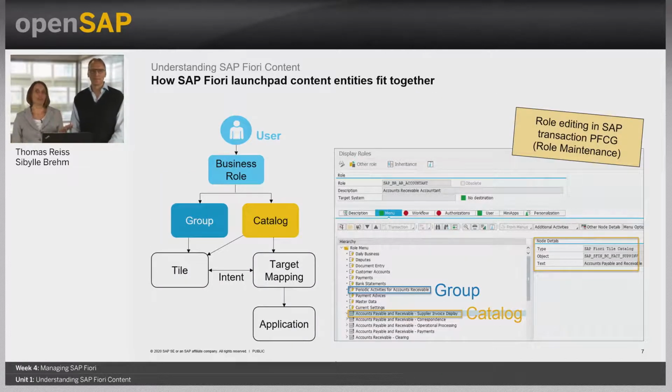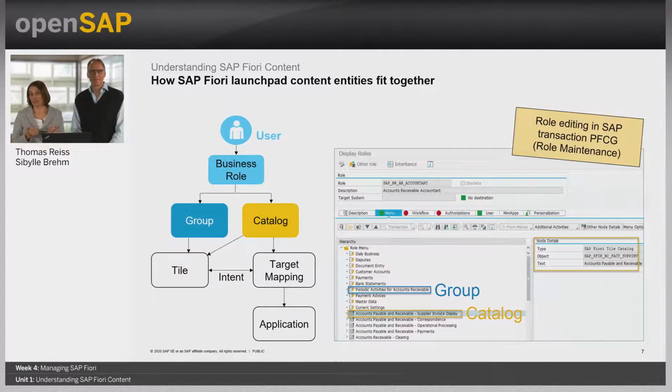This graphic summarizes how the Fiori Launchpad content entities work together. All the Fiori content is assigned to the user via his or her roles. The role contains both the catalogs and the groups, as you can see in the screenshot of a role on the right side of the screen. For an app to be available to a user with a specific role, both the tile and the target mapping required for launching this application need to be available in a catalog assigned to that role. The target mapping then links to the actual app to be launched.